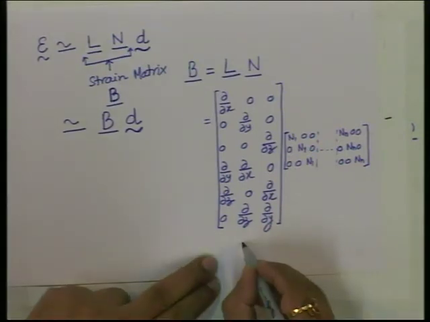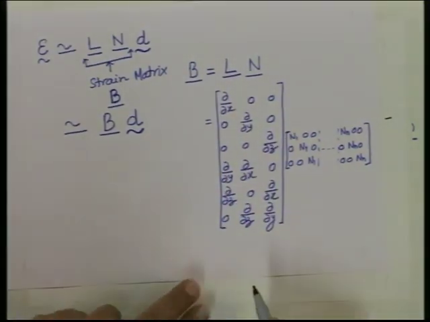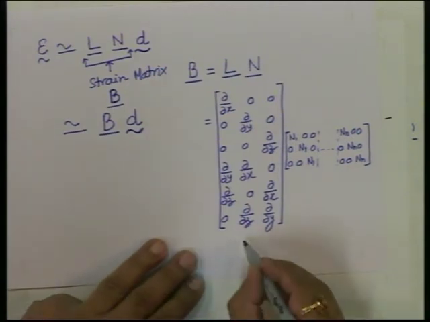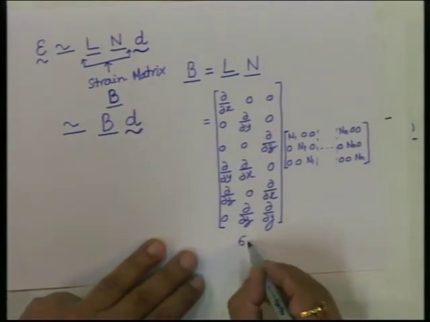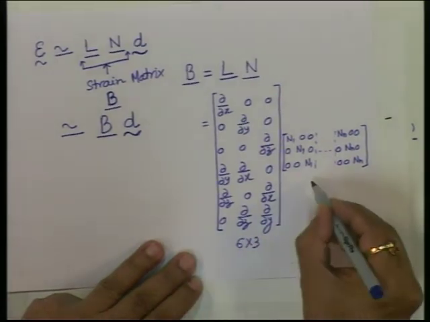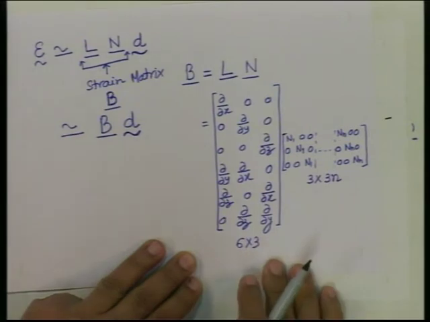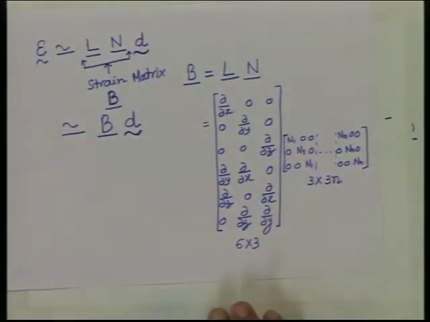So, by the way, this is the B matrix. So, B matrix, L into N. This one will be 6 by 3 and this is 3 by how many? 3 N, there are 3 N columns. So, the total thing will be 6 by 3 N. It is quite big.